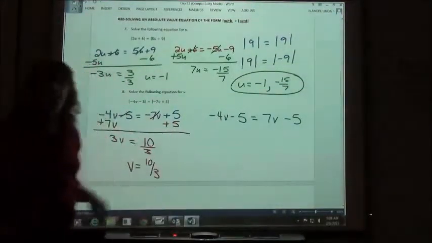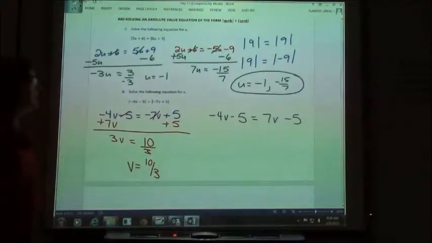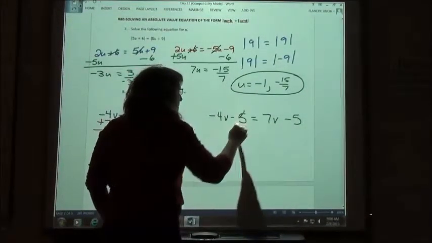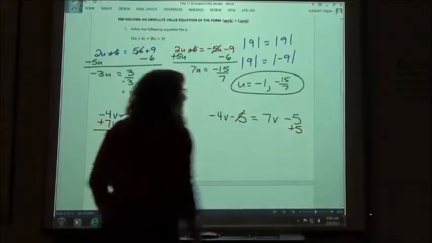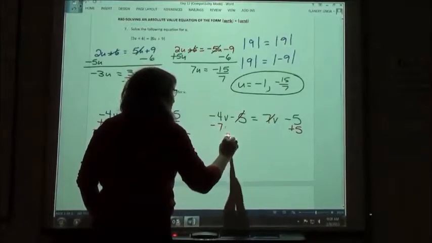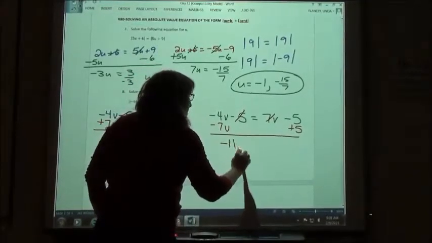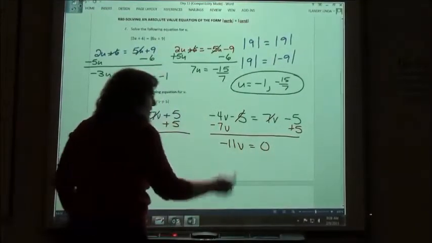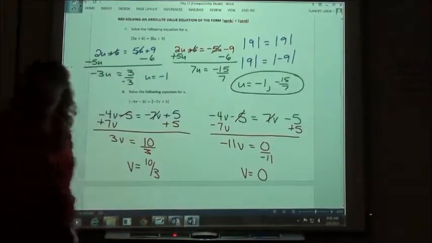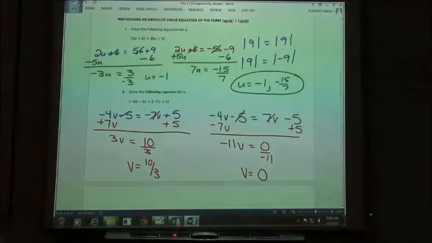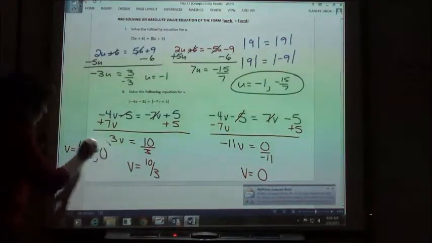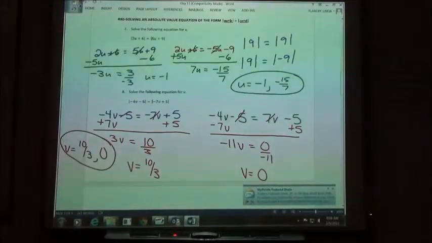On the other side, in order to solve that, we would add the 5 and subtract the 7v. So negative 11v equals 0, and 0 divided by negative 11 is still 0, right? 0 can be an answer. V then could equal 10/3 or 0, and I'm going to put in those two solutions.